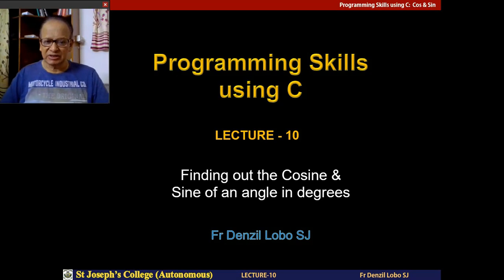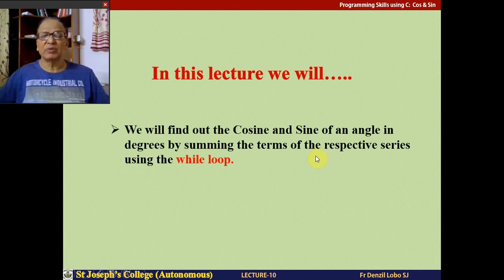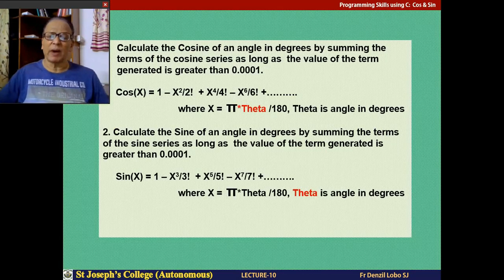Welcome to the next lecture on programming skills using C, lecture number 10. In this lecture, we will find out the cosine and sine of an angle in degrees by summing up the terms of the respective series using the while loop.